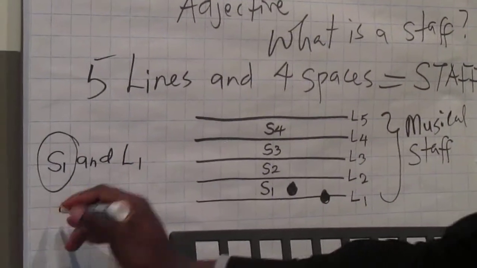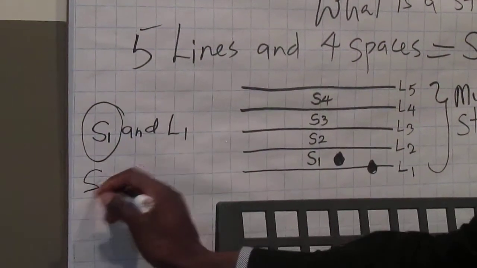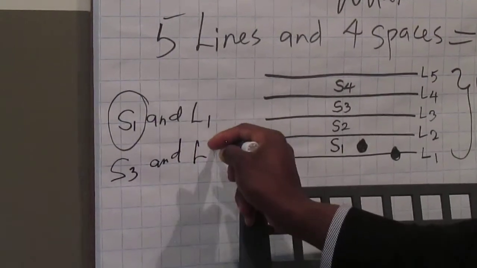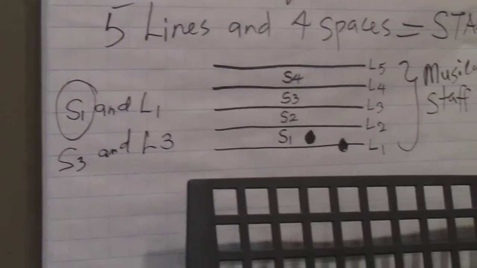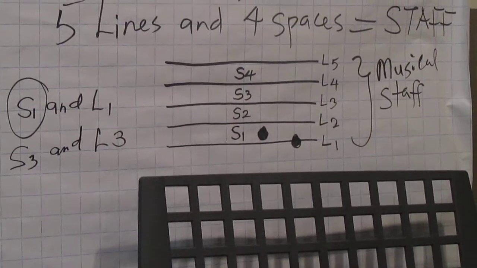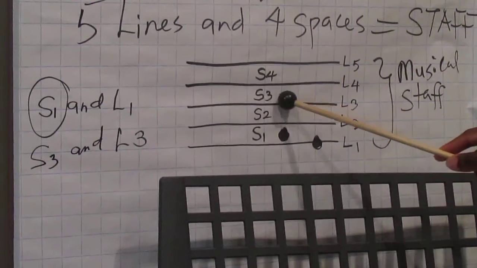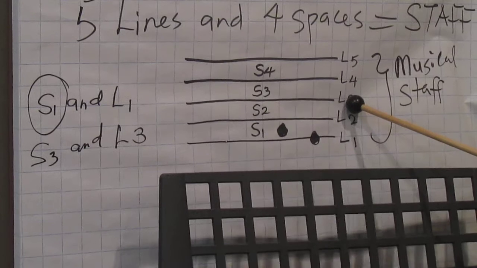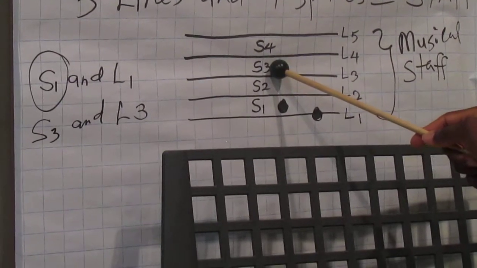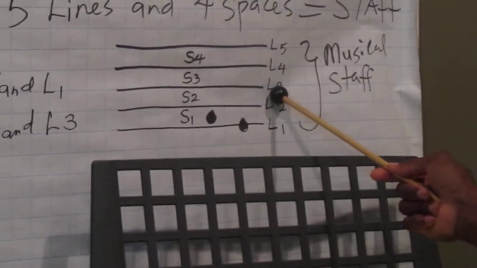Let's compare two other different notes, S3 and L3. Let's compare those together. Which one of them do you think will have the higher tone? Let's look at S3. That's S3, and this is L3. S3 stands for space note 3, the third space note, and L3 is the third line note.